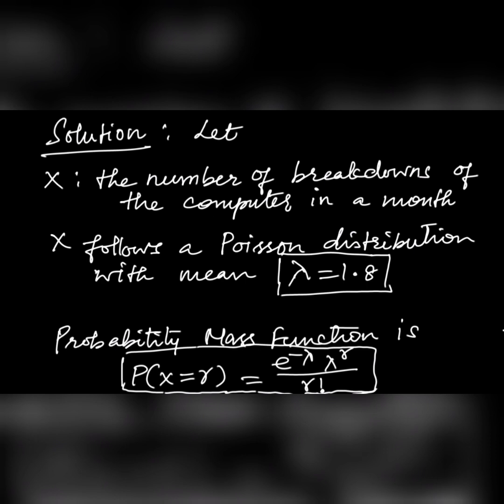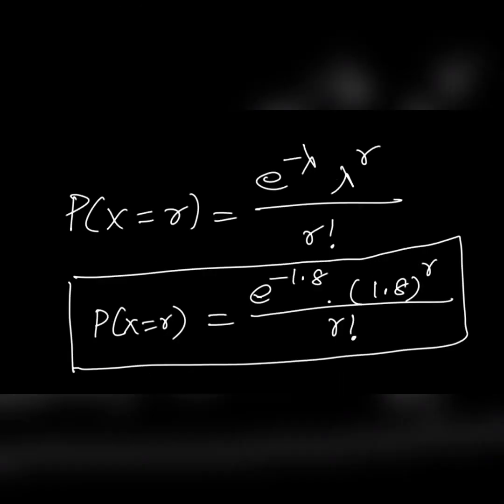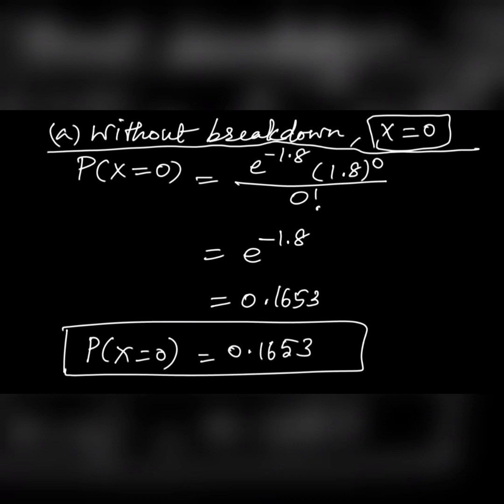Now, the solution part. First, we write capital X as the number of breakdowns of that computer in a particular month, and X follows a Poisson distribution with mean, that is lambda, 1.8. The probability mass function we know for the Poisson distribution is e to the power minus lambda, lambda power r, by r factorial. Here lambda is given, so replace it by 1.8. So we have to find each case by applying this formula.